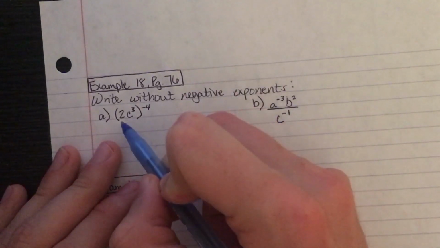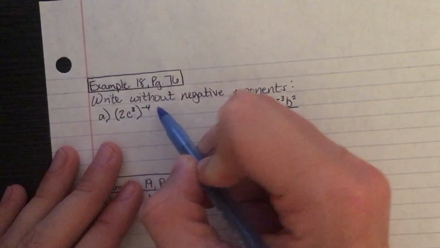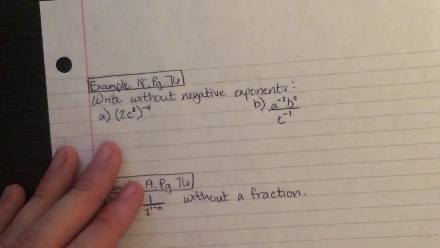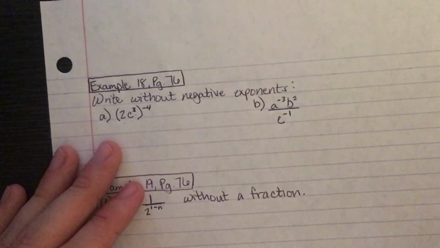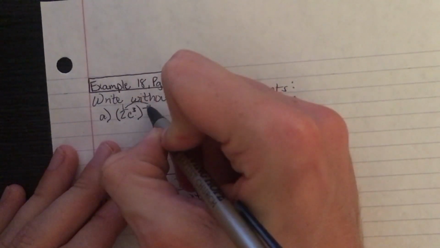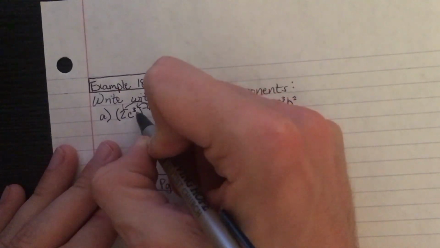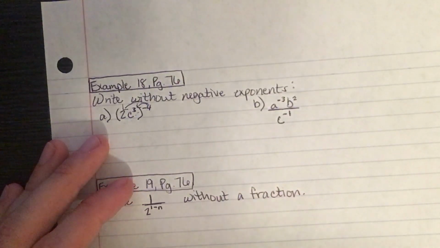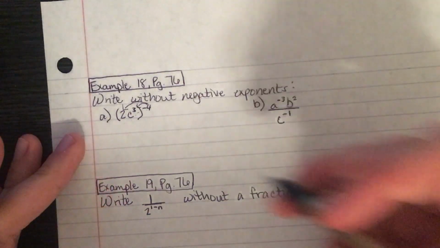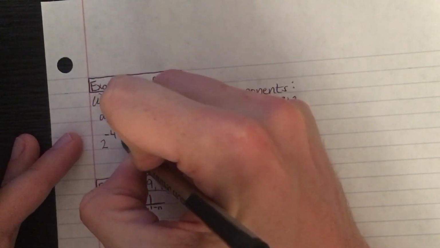So if we've got 2c to the 3rd power to the negative 4th power, the first thing that we're going to do, we're going to distribute this just like you would a regular power. So we're going to say 2 to the negative 4th power, and then negative 4 times that 3. And so what that's going to give me here, let's see, that's going to give me 2 to the negative 4th, c to the negative 12th power.